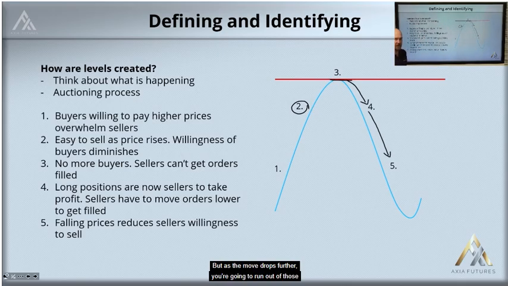But as the move drops further, you're going to run out of those sellers. You're going to run out of people exiting long positions. You're going to run out of people who still think that this is good to sell. And this is then what slows the move down again. That's the kind of auctioning process that creates levels.